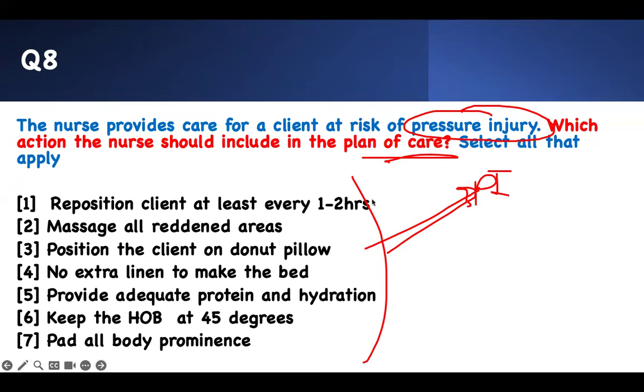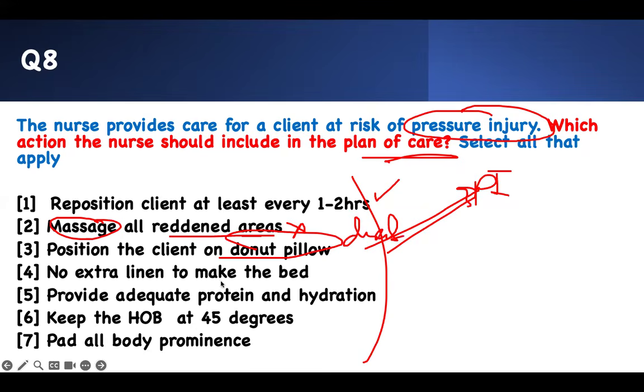Reposition client at least every 1 to 2 hours. It sounds good, right? Massage all reddened areas. Their skin is already red. If you massage, you break the skin. It's a bad problem. Position the client on a donut pillow. A donut pillow provides direct pressure. I told you, no pressure.